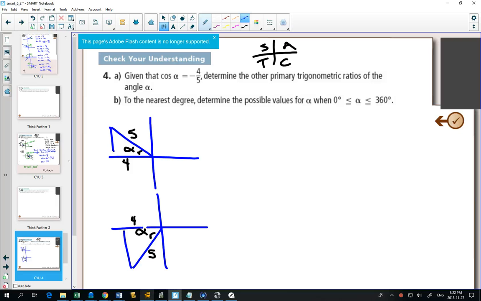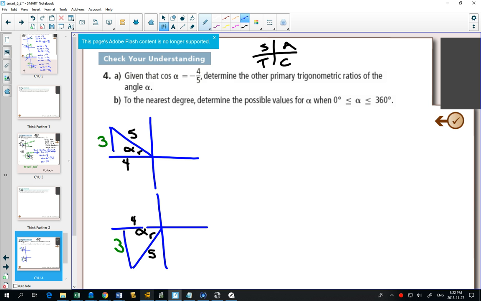Could you figure out what the length of this other side is? A squared plus B squared equals C squared. If you did that, you would find out that the other side would equal 3. Okay?